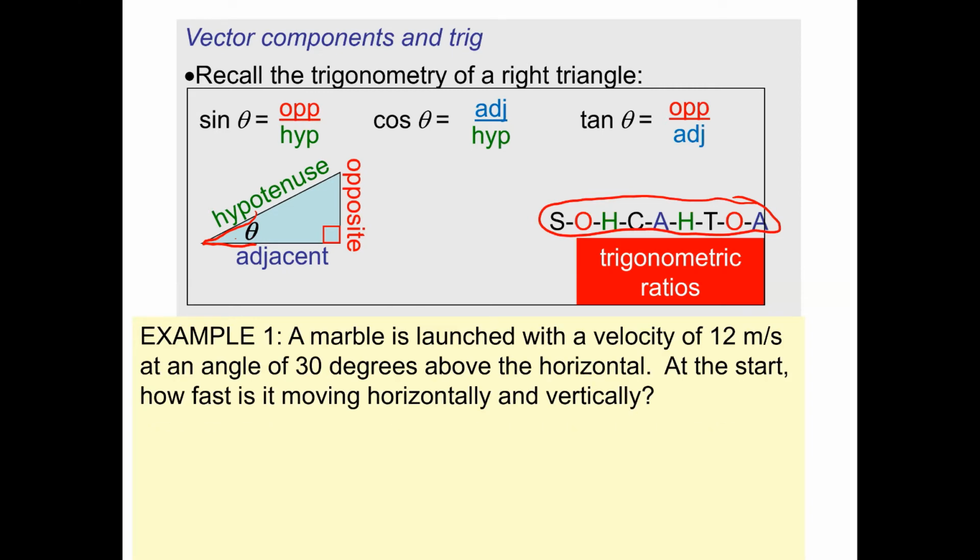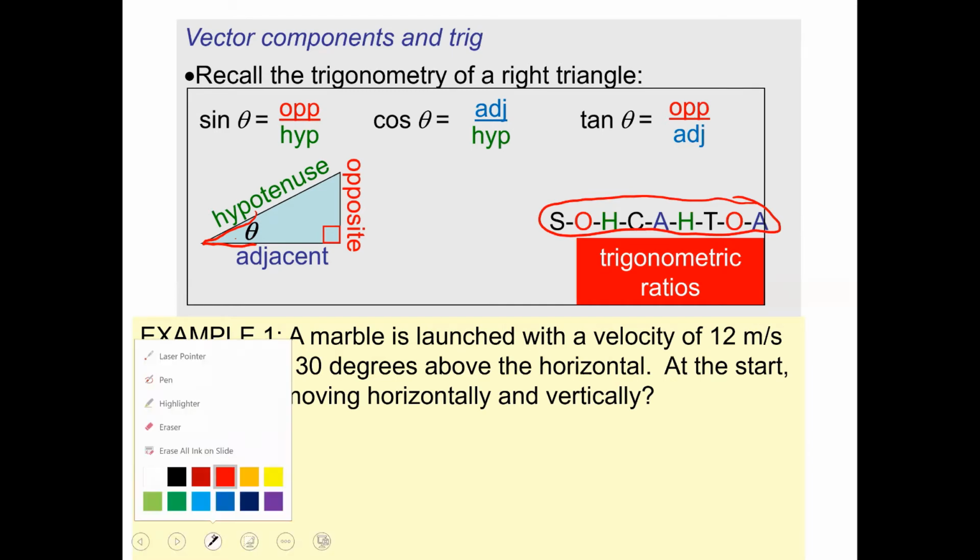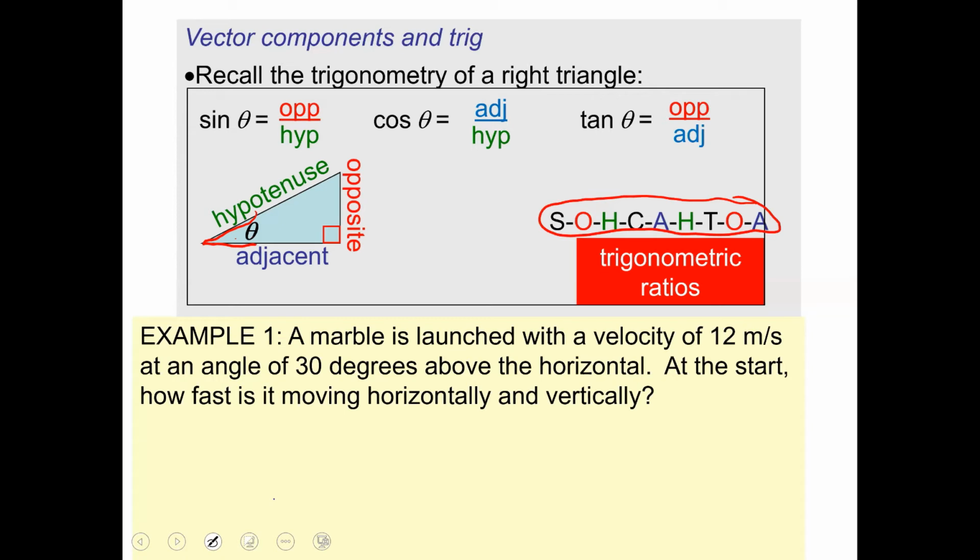So let's do an example problem here, and let's see what happens with this example problem. Let me just move some things around quickly. Perfect. Okay, I've got a marble and it's launched at a velocity of 12 meters per second at an angle of 30 degrees above the horizontal. And the question is, at the start, how fast is it moving horizontally and vertically?